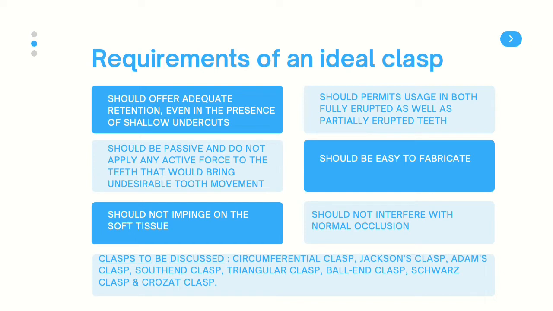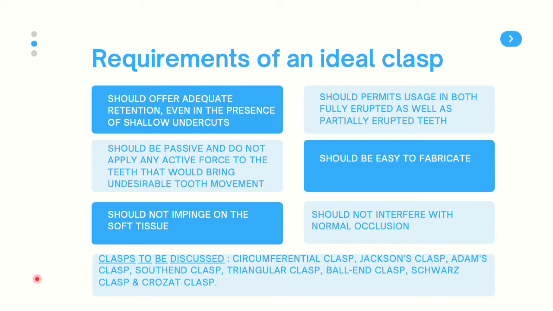What are the requirements of an ideal clasp? The ideal clasp should offer adequate retention even in the presence of shallow undercuts. It should be passive and not apply any active force to the teeth that will bring undesirable tooth movement. It should not impinge on the soft tissue or cause tissue ulceration. It should permit usage in both fully erupted as well as partially erupted teeth. It should be easy to fabricate and should not interfere with normal occlusion.